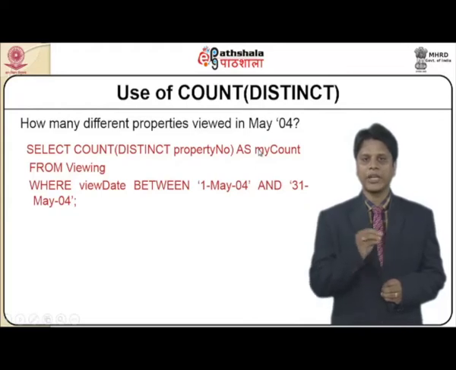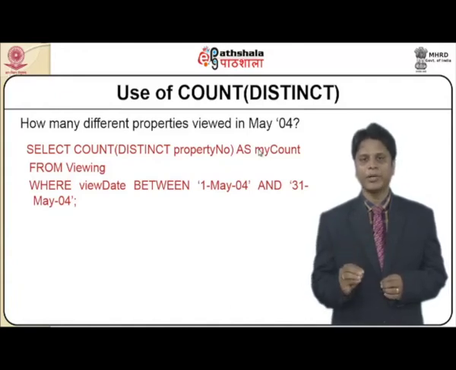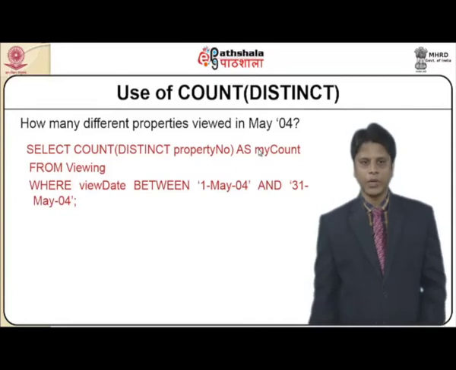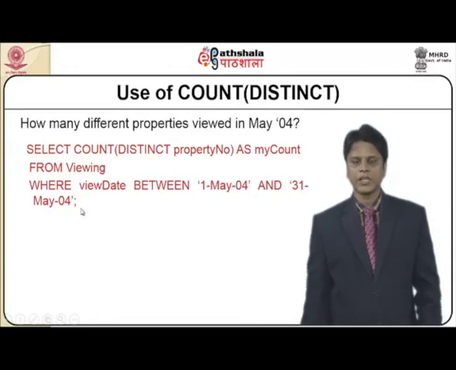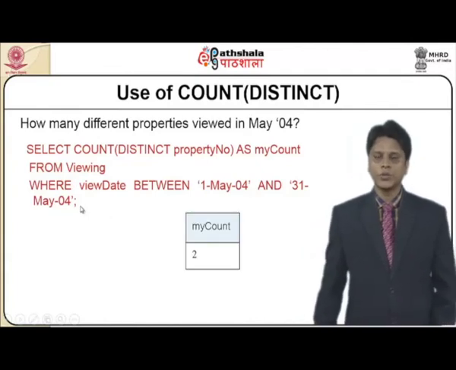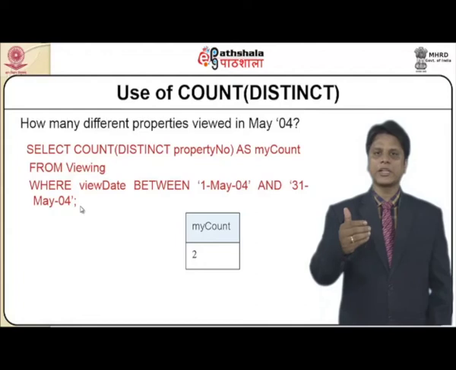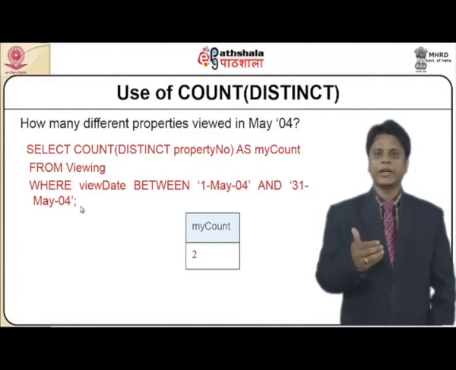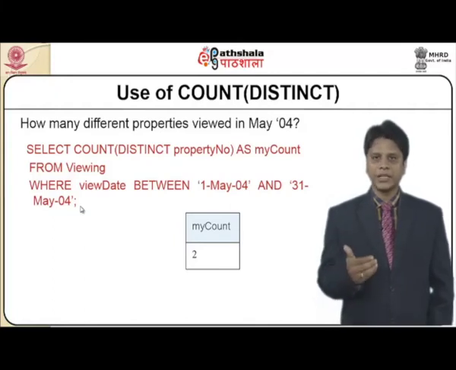Compare the previous query and the presented query. The previous query had count of star, and the present query has distinct property number as my count from viewing, where view date between 1 May 2004 and 31st May 2004. So my count has now reduced to 2. The previous query result was 5, which may have indicated either null or duplicate values. Now, by projecting distinct values, we have come down from 5 to 2.